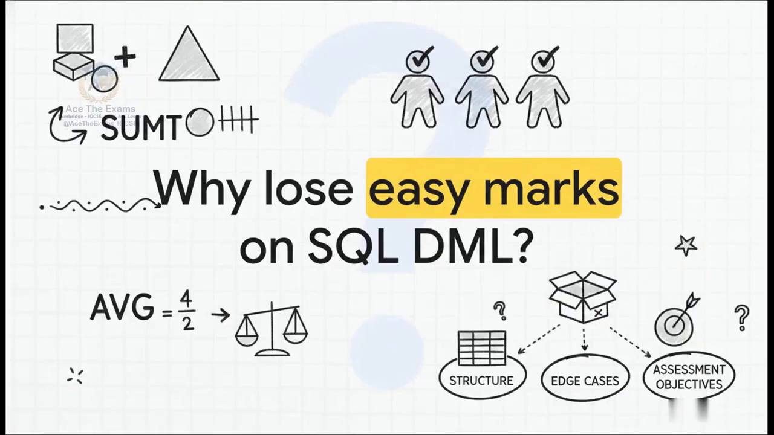So let's start with the ultimate question. Why do students lose easy marks on SQL DML functions? You might be sitting there thinking, wait a minute, sum, count, and AVG are literally the most straightforward functions in the entire database syllabus, right? You just add things up, count the rows, or find the average. It's basic math. But the reality of the exam room is a totally different beast.